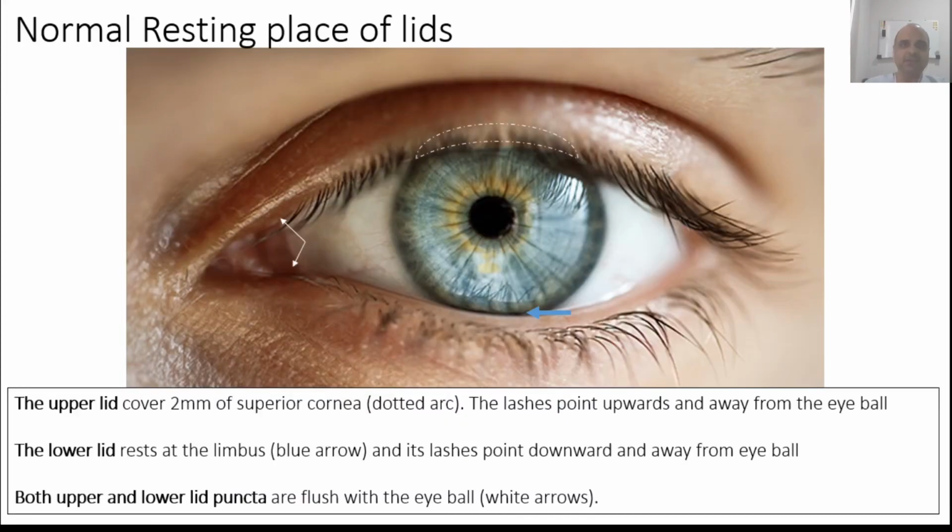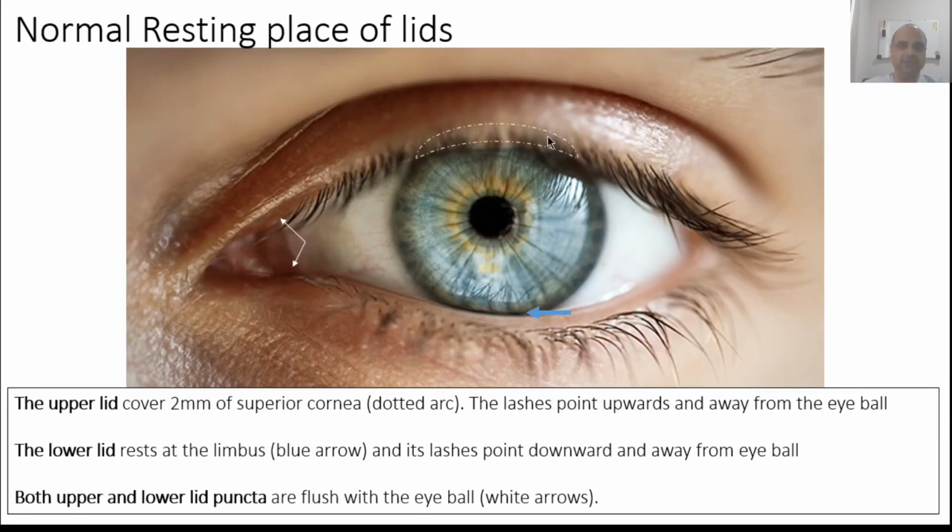So the first thing we need to do, we have seen a picture like this before, is to basically determine the position of the upper and lower lid, specifically the upper lid. And we have talked about this before, that the upper lid covers the upper 2 millimeters of the cornea, and the superior limbus is thus not visible, as can be seen from this picture here.